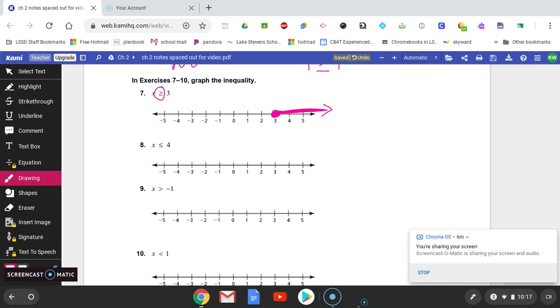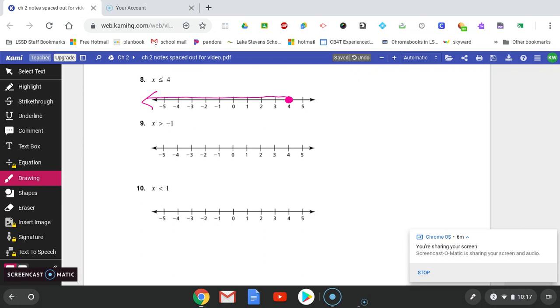Okay, on the next one, x is less than or equal to 4. Go ahead and try graphing it, pause it, and when you're done, come back and check and see how you did. So x is less than or equal to 4. We would have a closed circle because it's less than or equal to, and because we want less than, we would show that it's everything going to the left. All right, try 9 and 10, and then come back and see how you did.